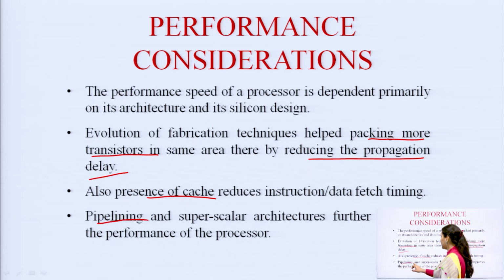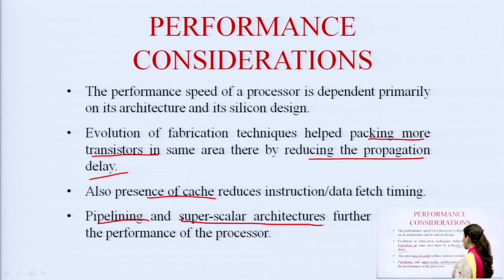Next is the pipelining and superscalar architectures. So, what is pipelining? In many of the advanced processors, pipelining is a scheme through which multiple processes take place at the same time. So, multiple instructions can be executed in the pipeline parallelly. So, pipelining is a part of parallel processing.